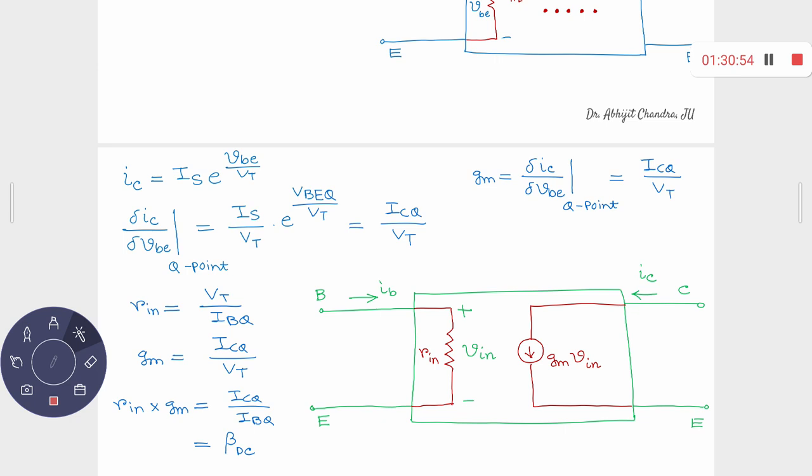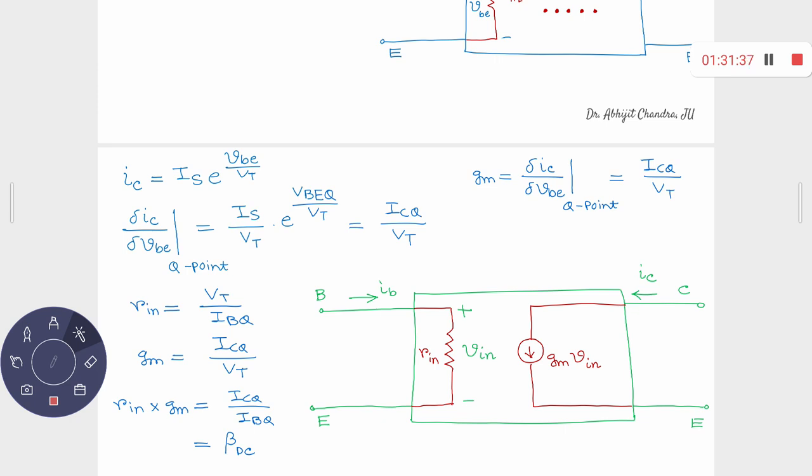So you have identified two such elements. One is Rin, which represents the variation of IB with respect to the variation of VBE. And then another element, which is represented by GM, that signifies the variation of IC with respect to the variation of VBE. And eventually, these two parameters, Rin and GM, are related. How are they related? As you know, Rin is equal to VT upon IBQ and GM is equal to ICQ upon VT, and their product, Rin and GM, is nothing but ICQ upon IBQ, that is equal to beta or beta DC.